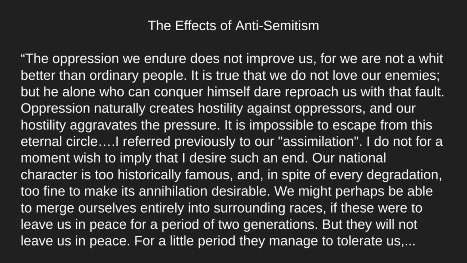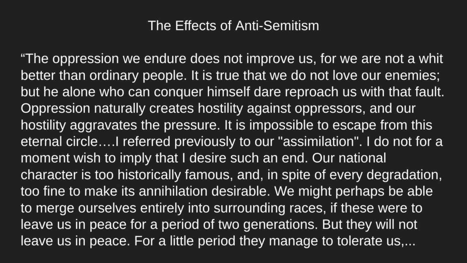"As I referred previously to our assimilation, I do not for a moment wish to imply that I desire such an end." Doesn't want to assimilate anymore. He's had it. "Our national character is too historically famous, and in spite of every degradation, too fine to make its annihilation desirable. We might perhaps be able to merge ourselves entirely into surrounding races if these were to leave us in peace for a period of two generations, but they will not leave us in peace."